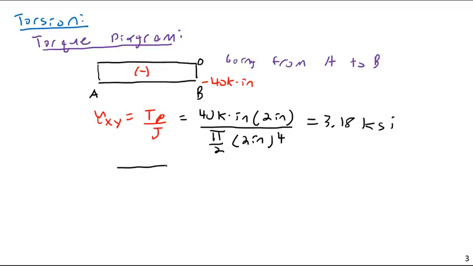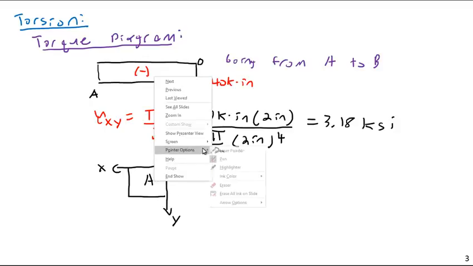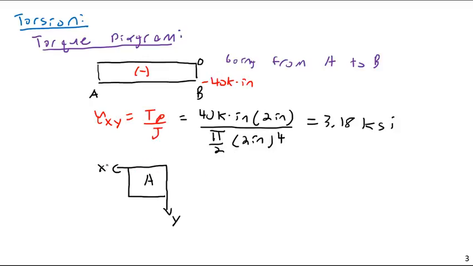And so then our stress element here, we will have X and Y here. This will be our element A. And we're just going to have a stress like this. It's just going to be this value here, like this, like this, like this, and like this. Positive shear stress. Tau is here again 3.18 KSI.